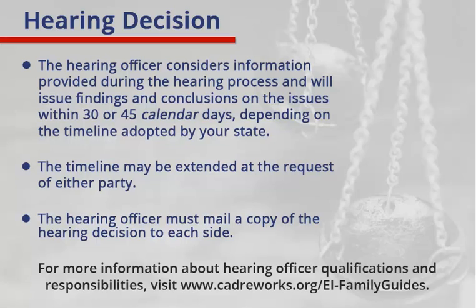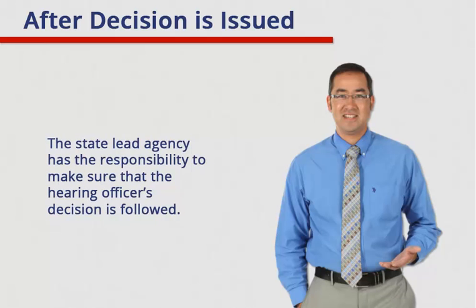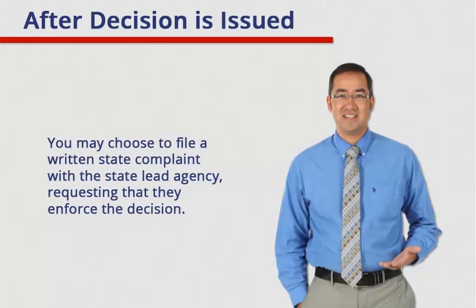Additional information about hearing officer qualifications and responsibilities can be found at www.cadreworks.org/EI-FamilyGuides. The state lead agency has the responsibility to make sure the hearing officer's decision is followed unless the decision is appealed. If the EIS provider or lead agency isn't following the hearing officer's decision, you may choose to file a written state complaint with the state lead agency, requesting that they enforce the decision.